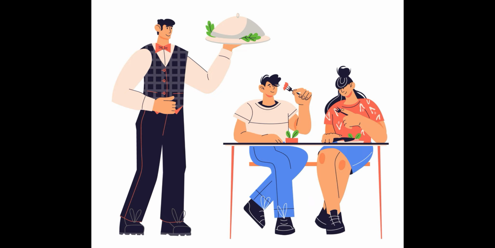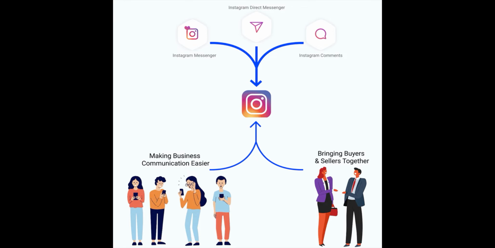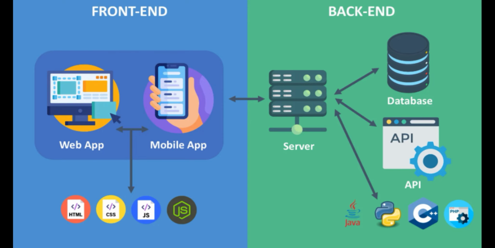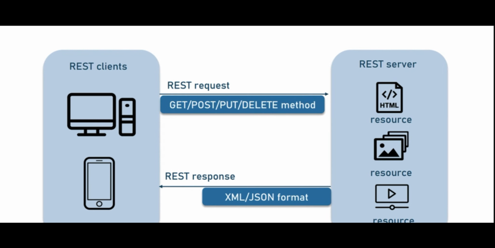In the same way, when we use apps like Google Maps, Instagram, or payment apps, our app sends a request to an API. The API talks to the server or database, and then returns the response back to the app. APIs are very important because they make applications faster, more secure, and allow different systems to work together. Today, almost every web and mobile application uses APIs. In simple words, API is the backbone of modern applications.